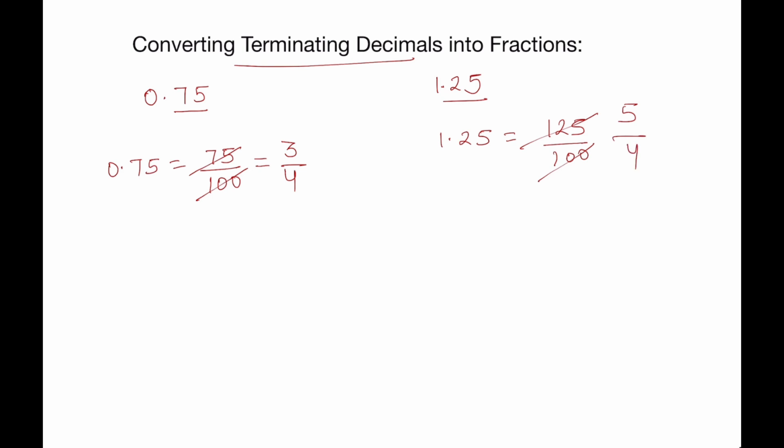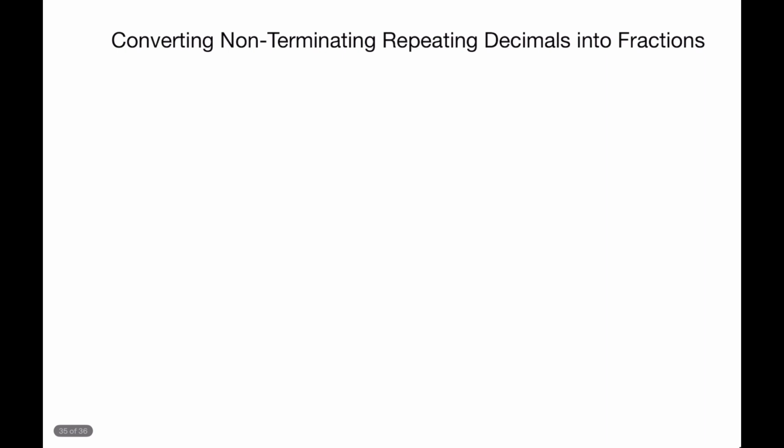Now what about non-terminating repeating decimals? A non-terminating repeating decimal has one or more digits that repeat infinitely. For example, 0.6666. So here one digit, 6, is repeating infinitely. So how to convert it into a fraction?